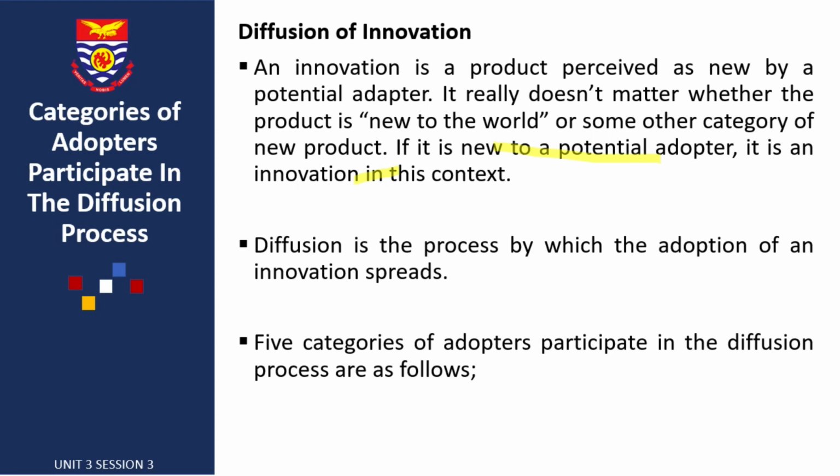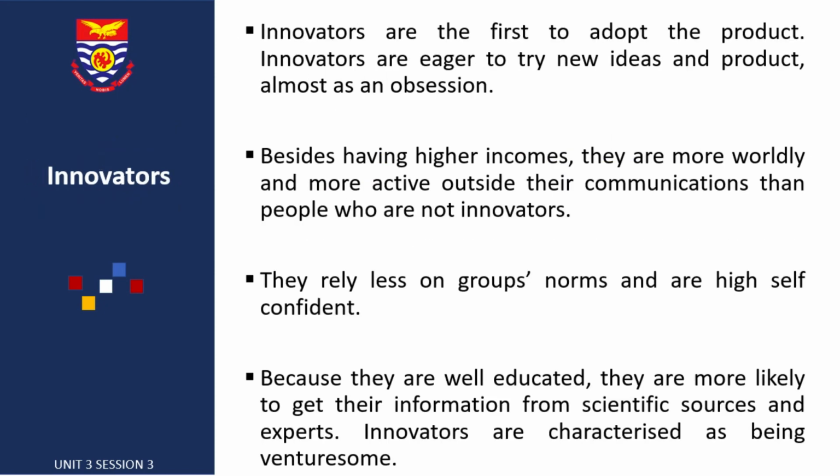Five categories of adopters participate in the diffusion process, which include innovators, early adopters, early majority, late majority, and laggards. Innovators are the first people to adopt a product. They are eager to try new ideas and products.